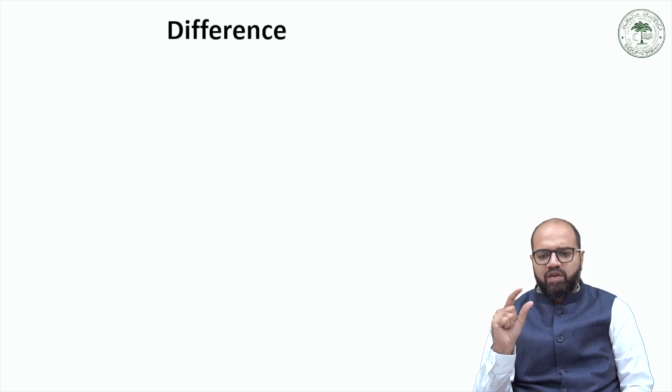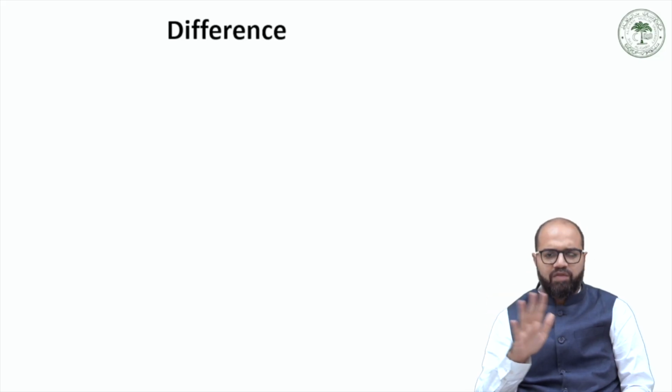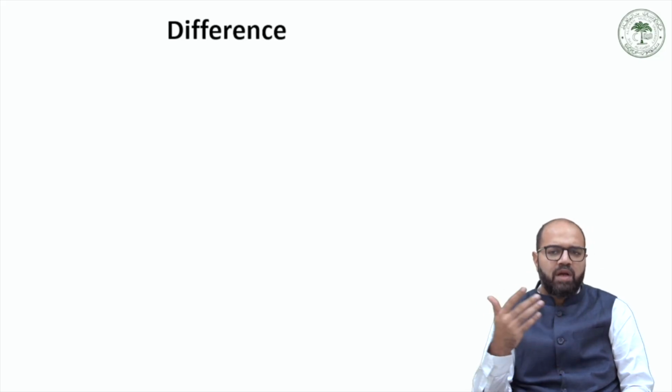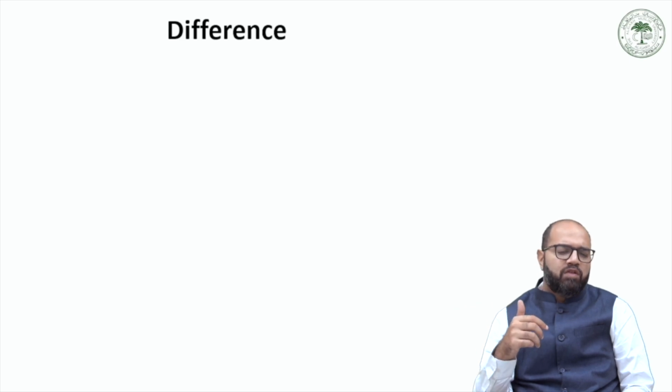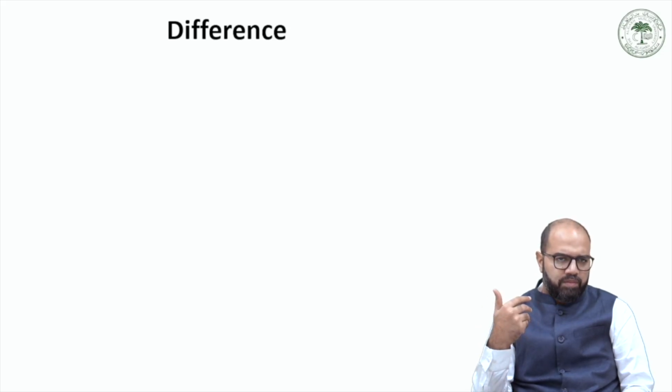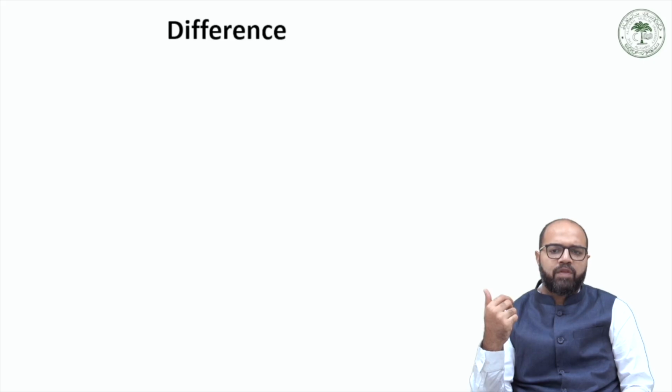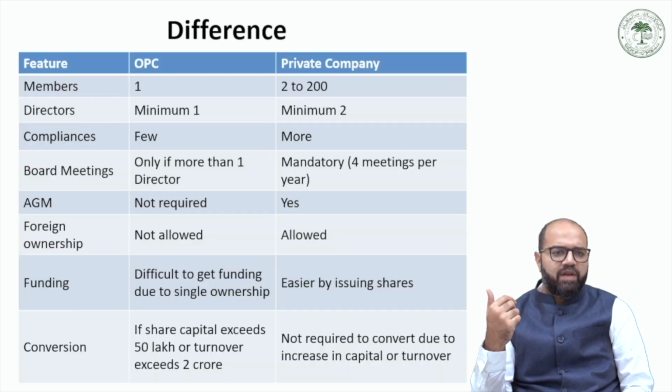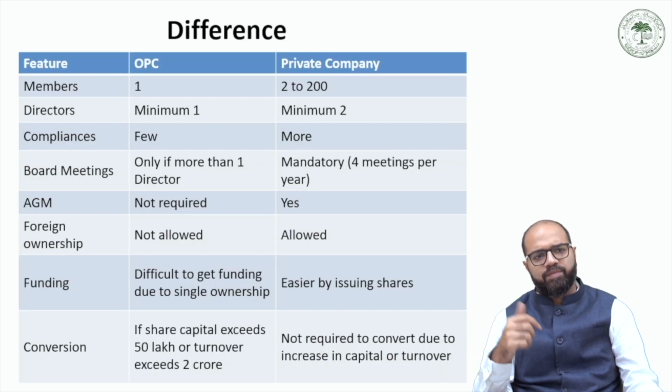So in that sense, on the aspect of limited number of shareholders or prescribed number of shareholders, there is a degree of similarity between an OPC and a private company. So in that sense, every OPC is a private company, but every private company is not an OPC. Obviously a private company has to have a minimum of 2 members, so it cannot be an OPC that way. Now let us see the differences between these two types of companies.